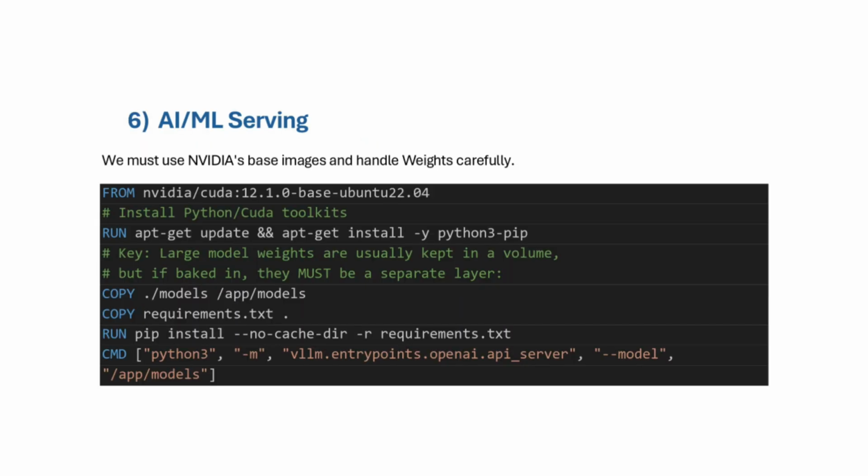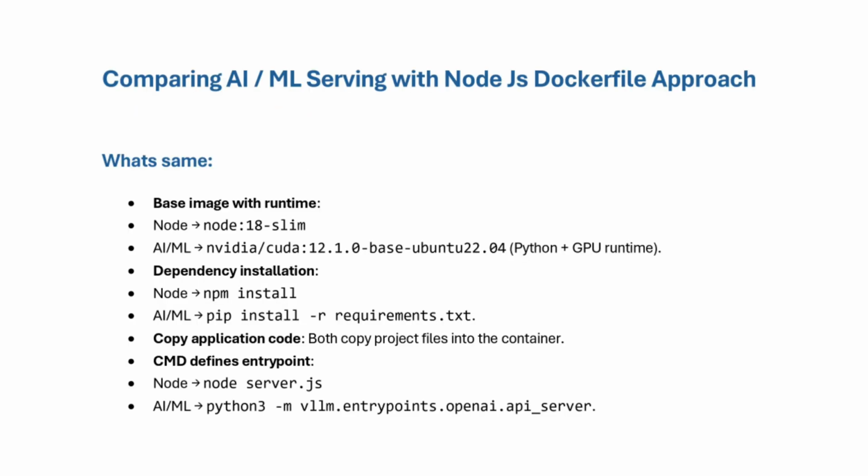Now let's understand AIML serving Dockerfile. This is same multi-stage Docker build. Here we must use NVIDIA's base images, handle weights carefully. Now let's compare AIML serving with Node.js Dockerfile approach. What's same? Base image with runtime. Node has Node 18 Slim. AIML has NVIDIA/CUDA 12.1.0 base Ubuntu 22.04, which has Python plus GPU runtime.